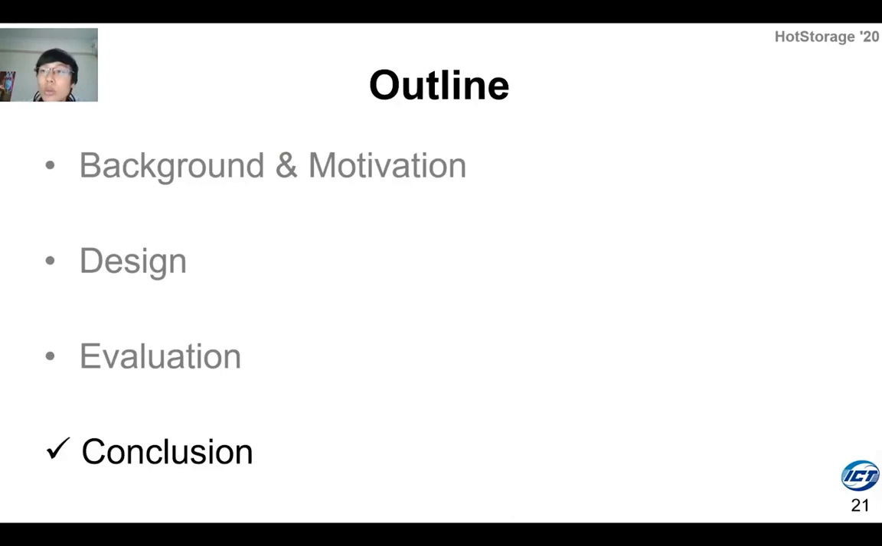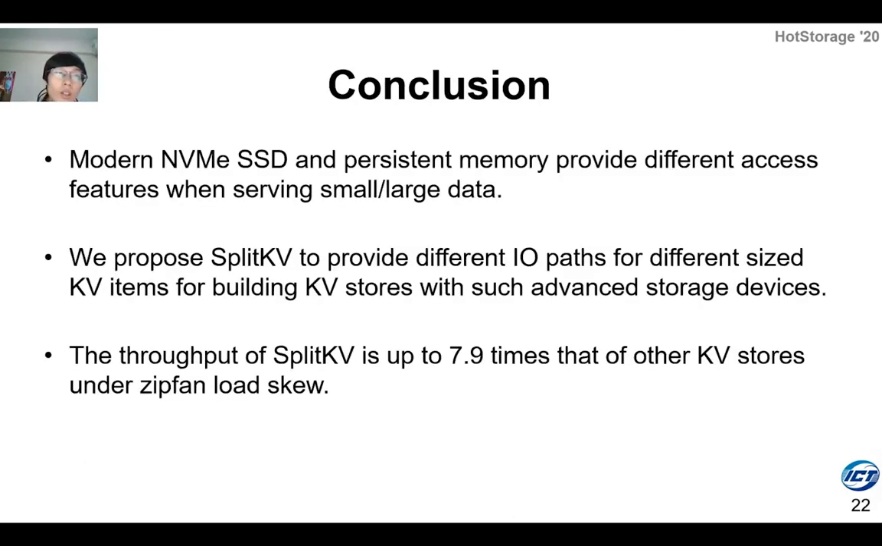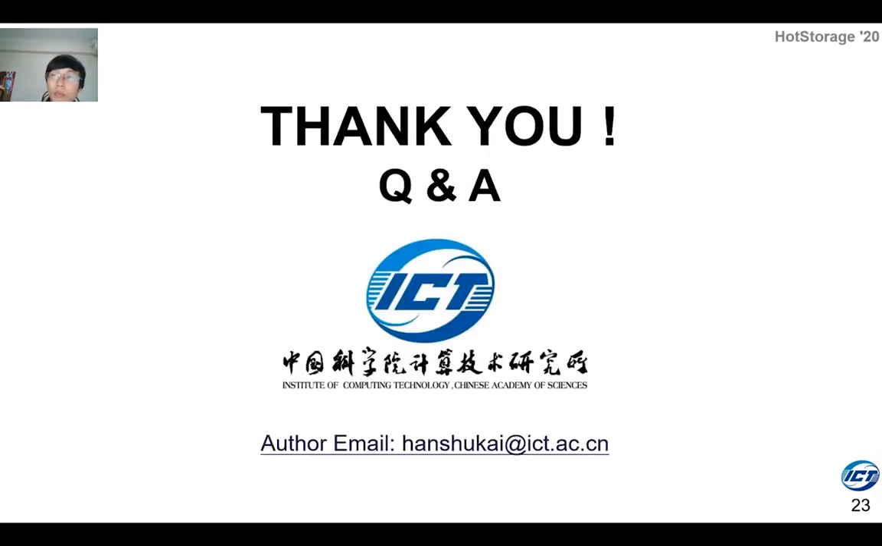Finally, I would like to conclude our paper. First, modern NVMe SSD and persistent memory provide different access features when serving smaller and larger data. We propose SplitKV to provide different I/O paths for different size key value items for building key value stores with such advanced storage devices. Our evaluation shows that SplitKV outperforms state-of-the-art key value stores in terms of both throughput and latency. This concludes my report.